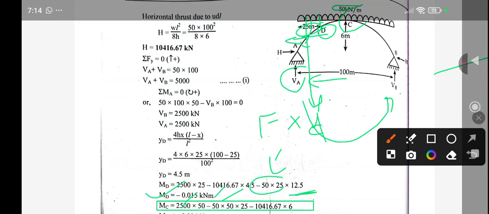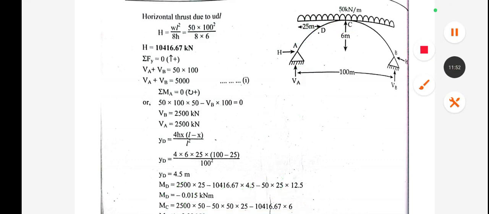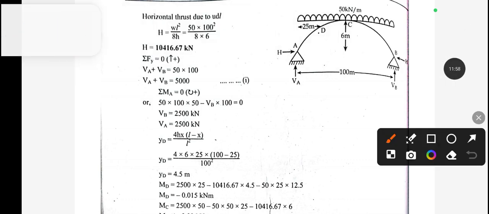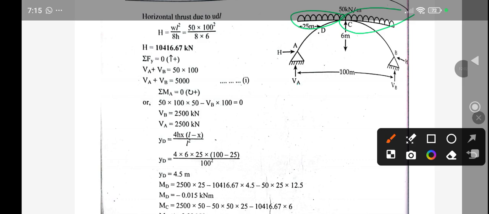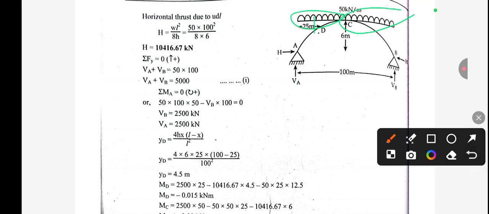Now you can see here we have two different loads, that is due to this left side and due to this left side. So if we calculate for the left portion, then this load acts like this, and this will be anti-clockwise. So for this we need to calculate 50 into 25.